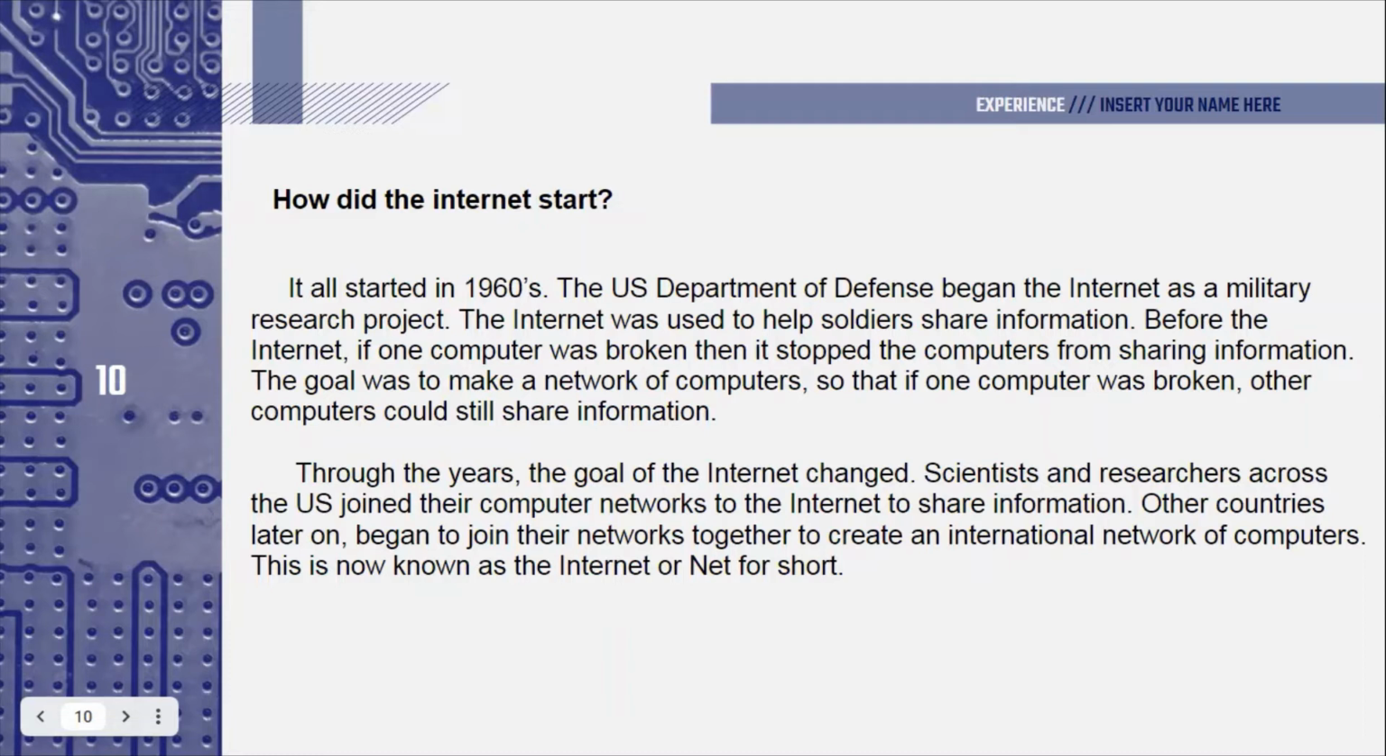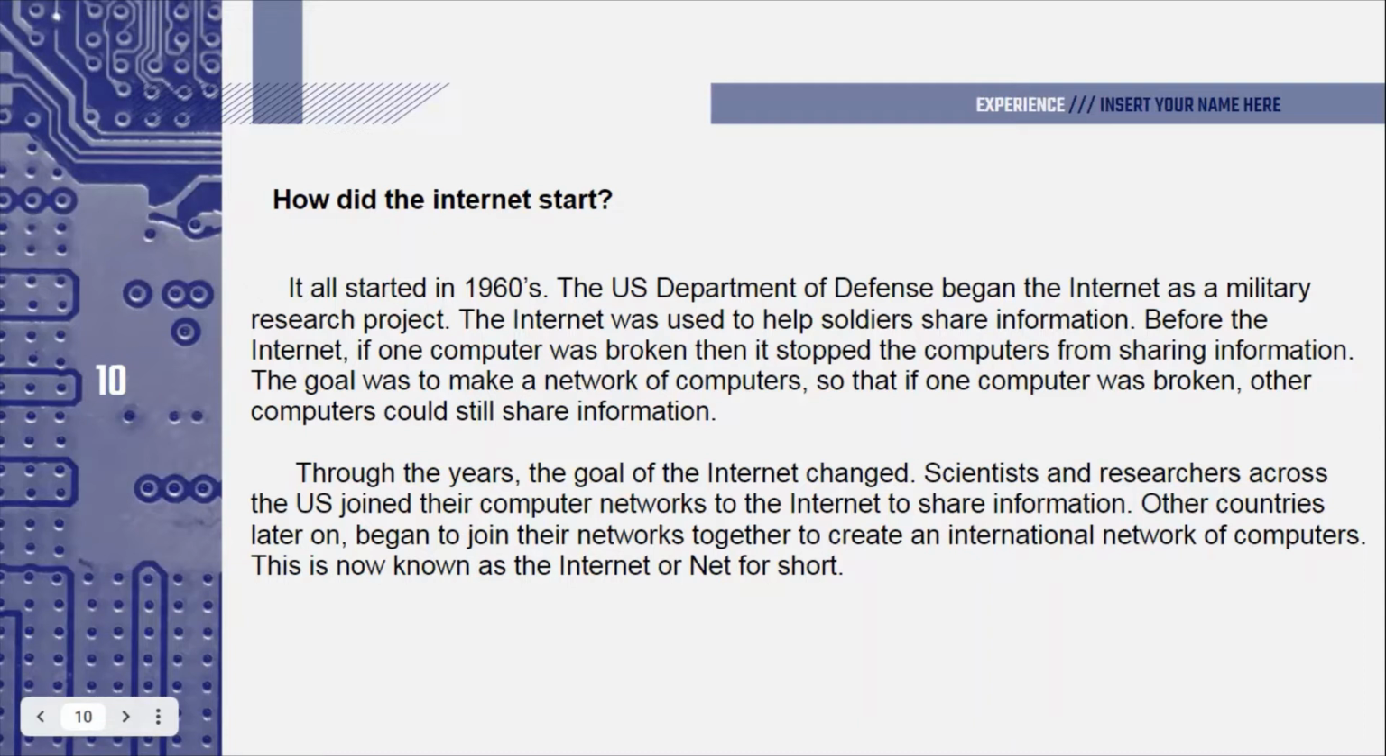The goal was to make a network of computers so that if one computer was broken, other computers could still share information. That's the main purpose of the internet at first. It was used as a military defense for the US Army. Through the years, the goal of the internet changed.